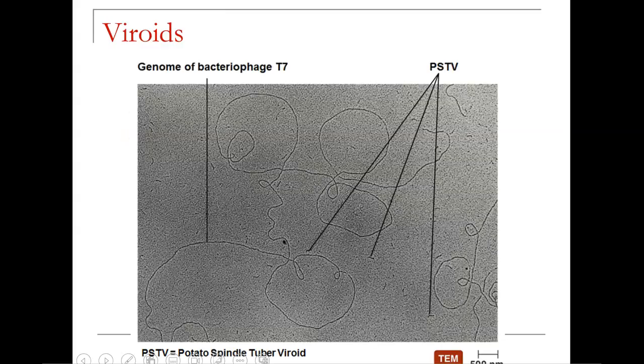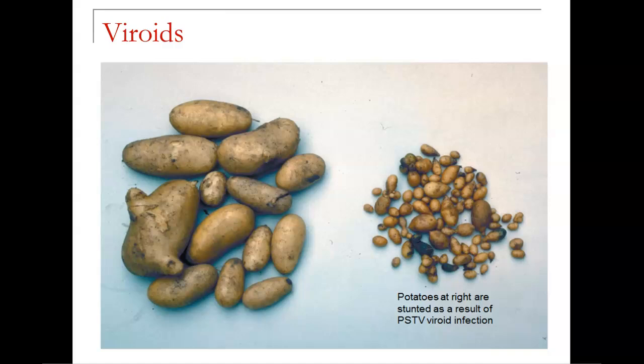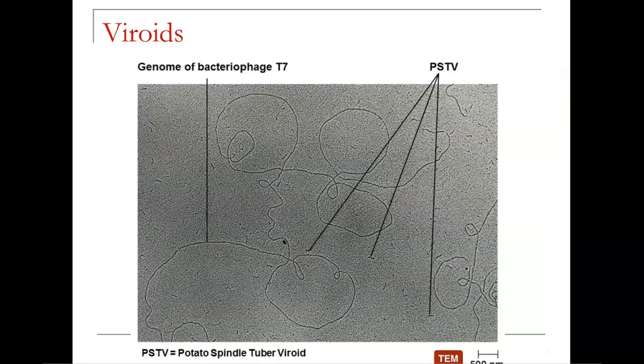Looking here, you can see the genome of a bacteriophage. That's a virus that is able to infect bacteria. Looking at these small little pieces, these are your viroids. You can see how small they are compared to the regular genome of a virus. Now here you're going to see a regular potato on the left-hand side, and the potatoes on the right-hand side are stunted as a result of being infected with this viroid, PSTV, that you see here.